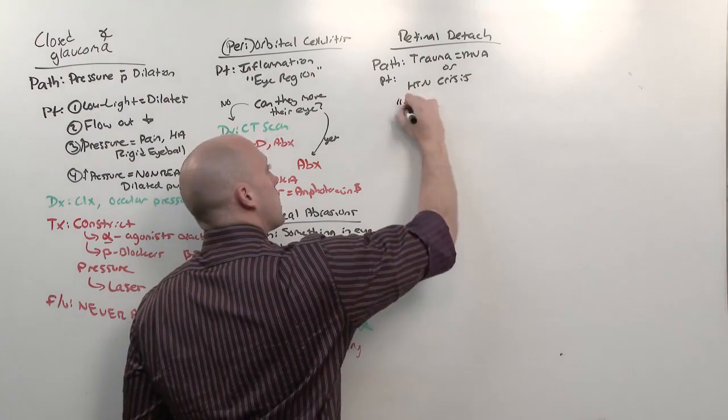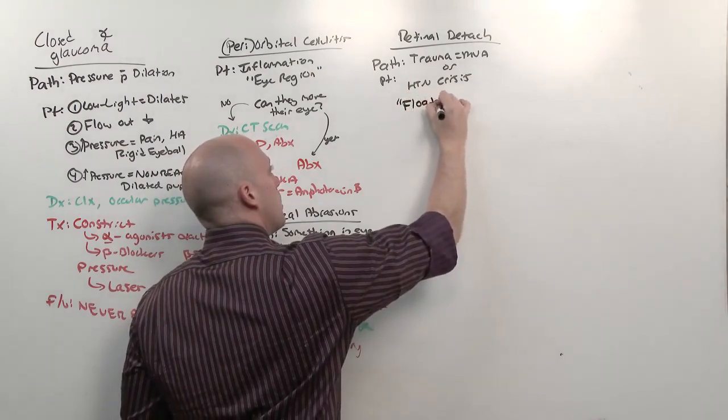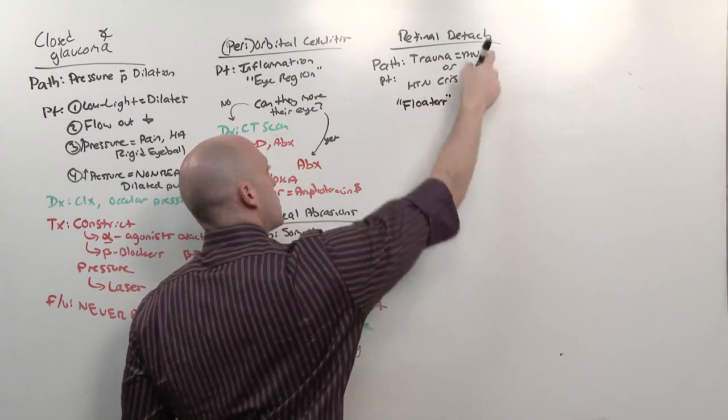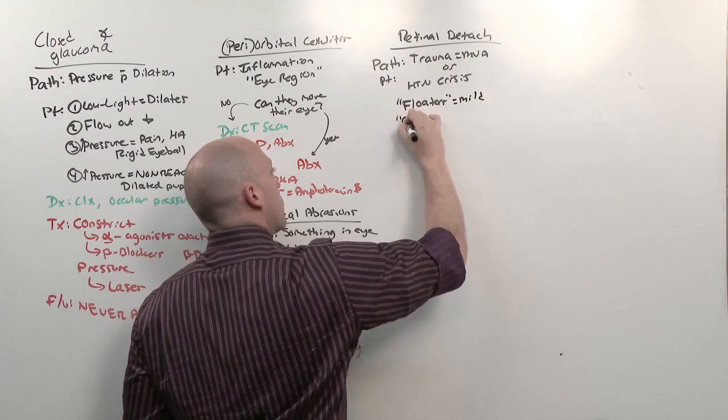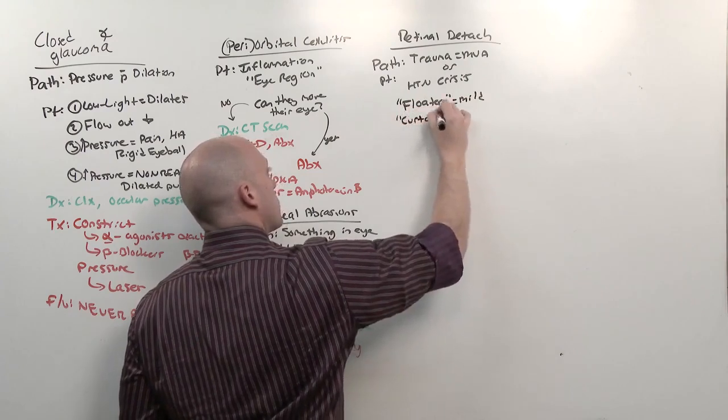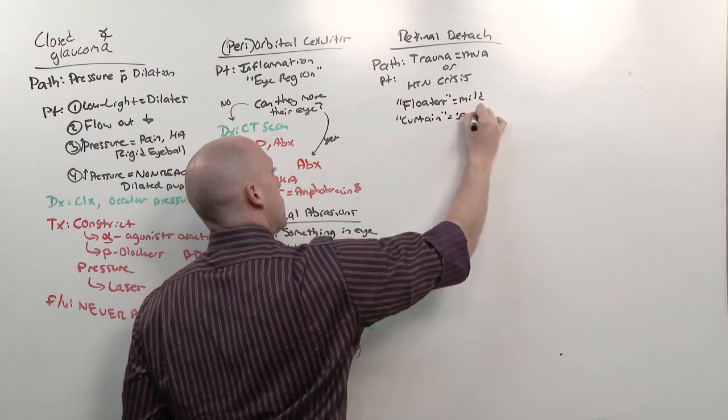The patient's going to complain of floaters. And if they say floaters after hypertension or an MVA, this is mild disease. If they complain of a veil or a curtain coming over their vision, this is severe.